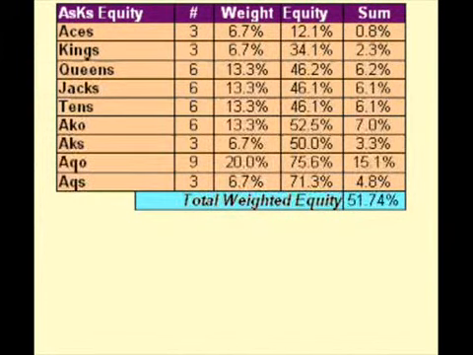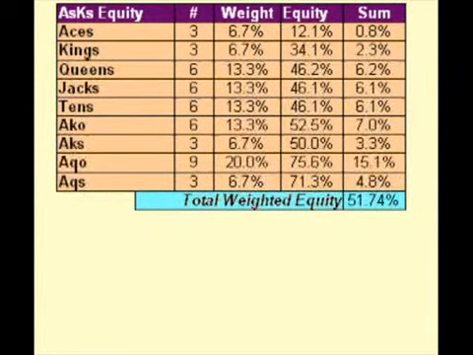This big spreadsheet box I've made larger over here gives us a breakdown of our total weighted equity, which is going to come out to 51.74%. And this is against a range of hands that the loose aggressive player would call with. We could have as low as 12.1% equity against aces. There's only 3 combos of that. Or we could have as high as 75.6% equity against ace-queen offsuit. There's 9 combos of that.